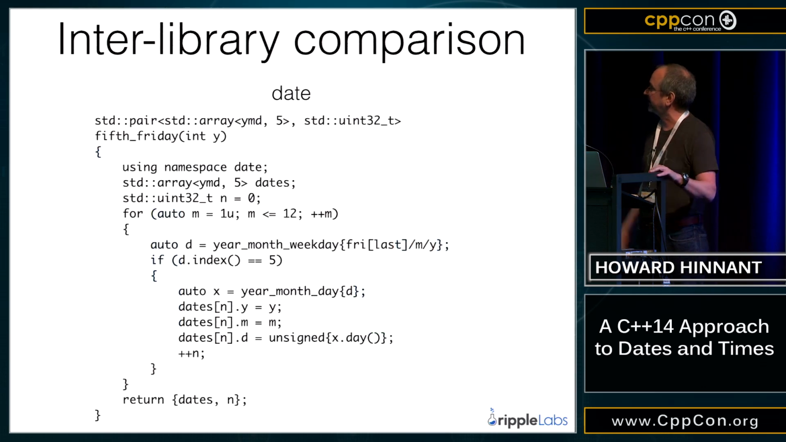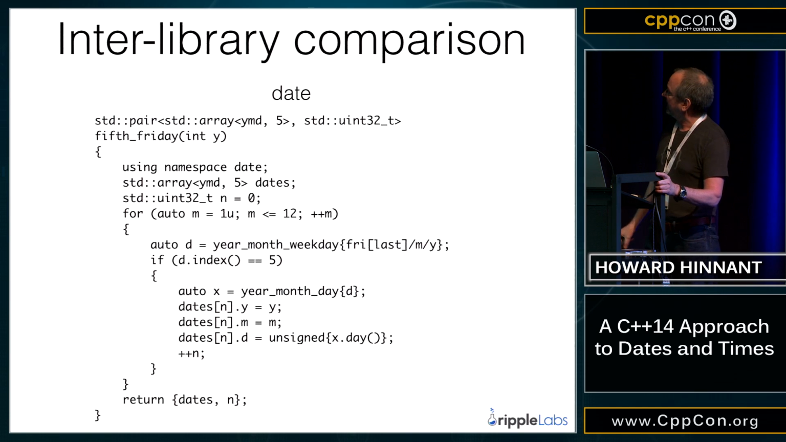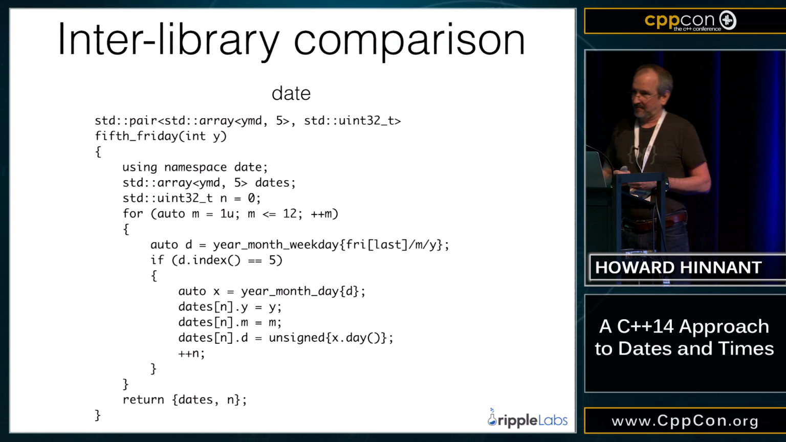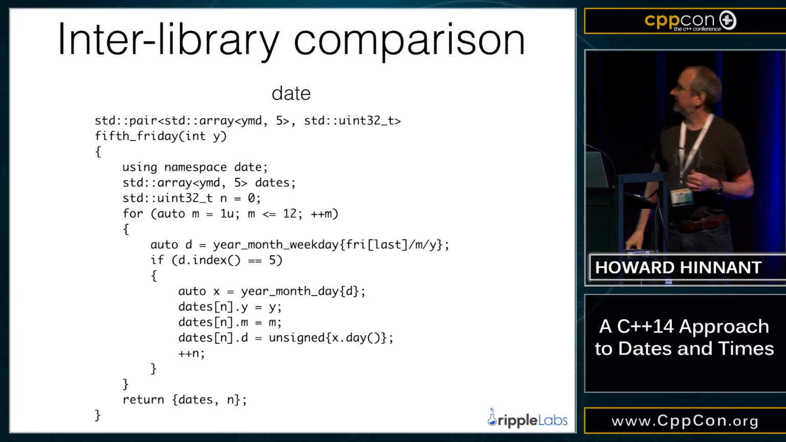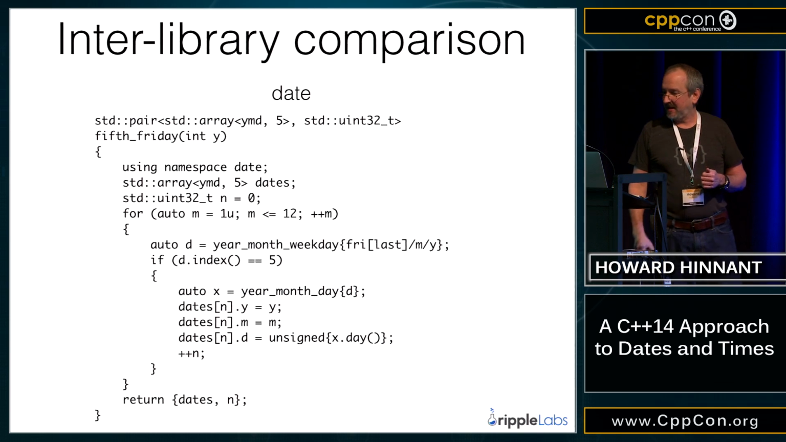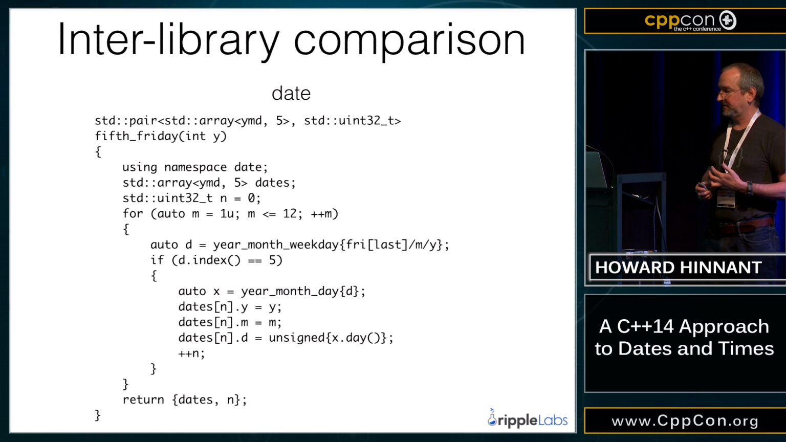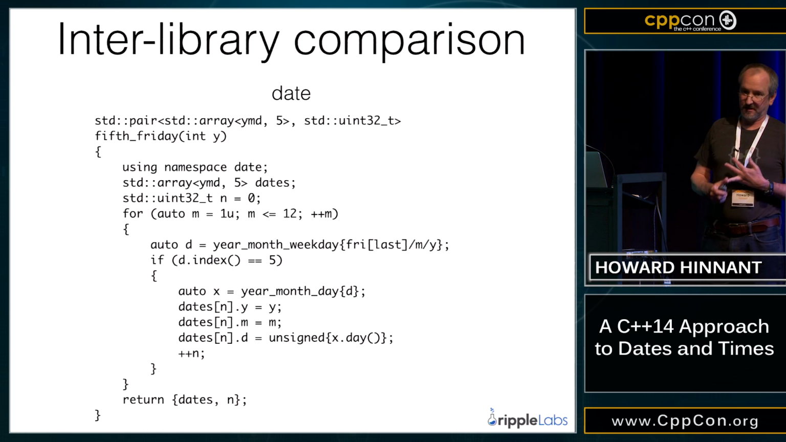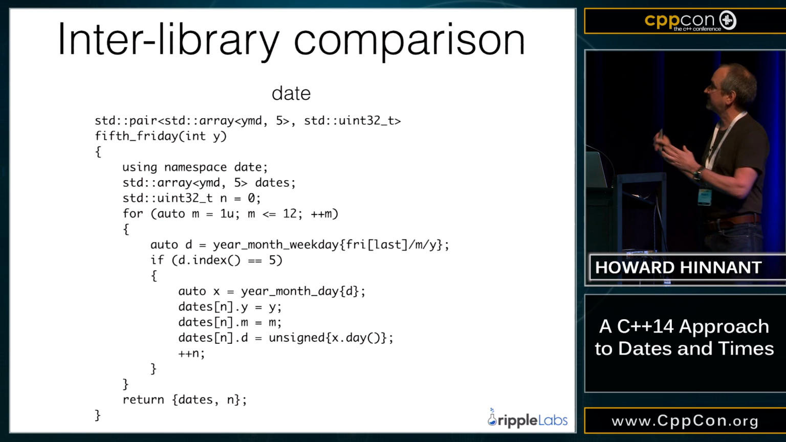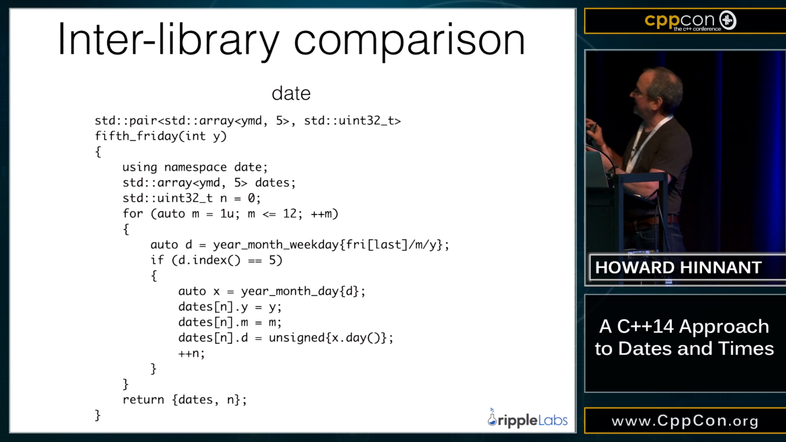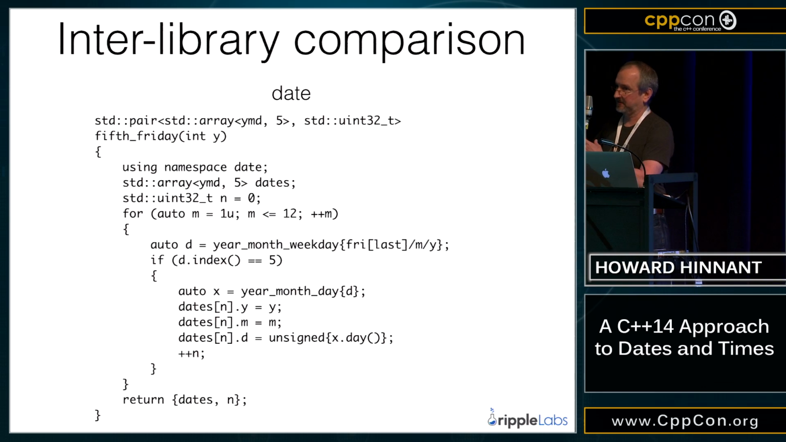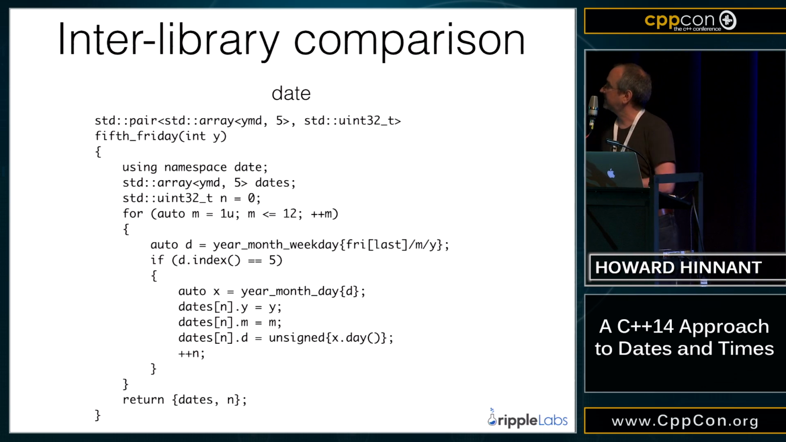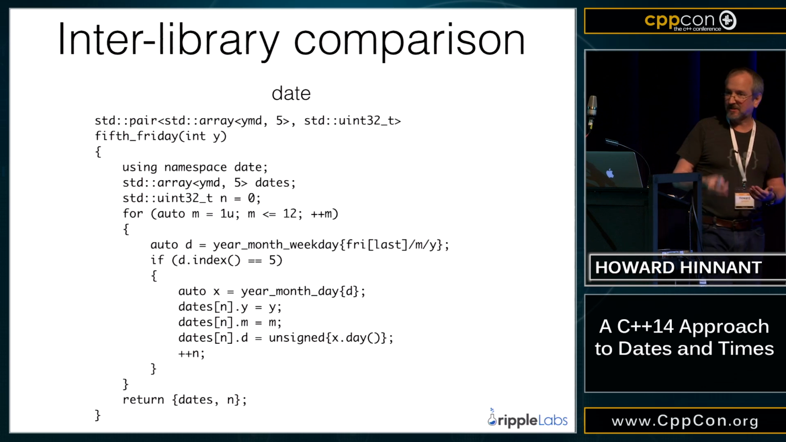So, okay, let's get on with it. How do you do it with this library? First, I find the last Friday of the month. Just like this, using the cute syntax that I prefer. And then if you recall, I've got this thing called year, month, weekday, which stores an index as one of its fields. So I take my year, month, weekday last, and I don't have to spell that ugly type anywhere, convert it to a year, month, weekday, ask it for its index.